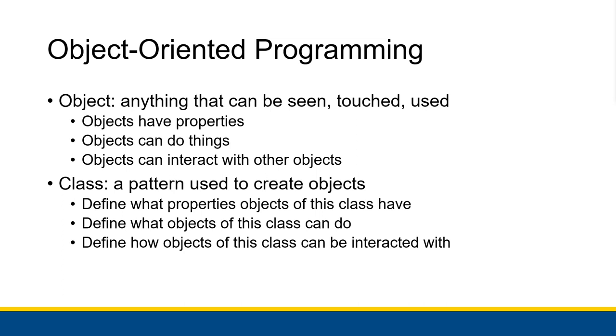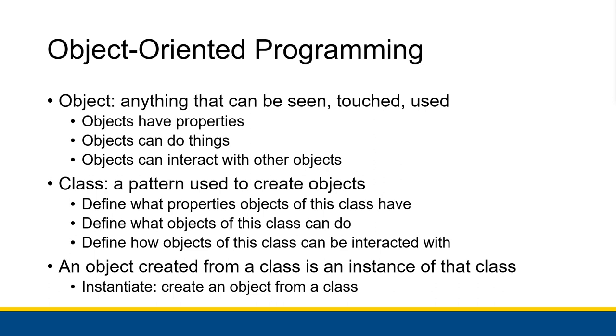I'll try to get into some examples in just a moment. But yeah, a class is a pattern used to create objects. You define the properties that every single object of this class has. You define what every single object of this class can do, and you define how objects of this class can be interacted with, whether anybody outside of that object can tell that object to do procedure A or procedure B, or if maybe procedure A is locked off and nobody can tell that object to do procedure A, only the object itself can decide to do procedure A. All of that is defined within the class.